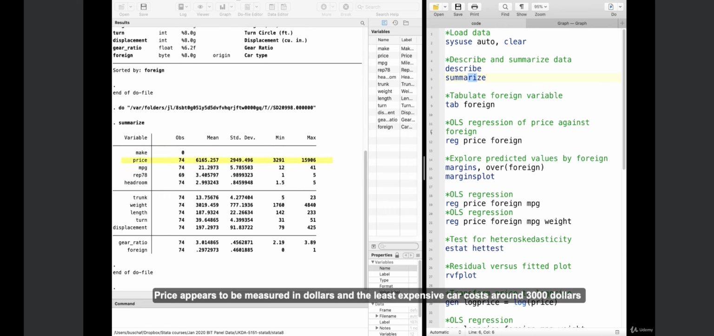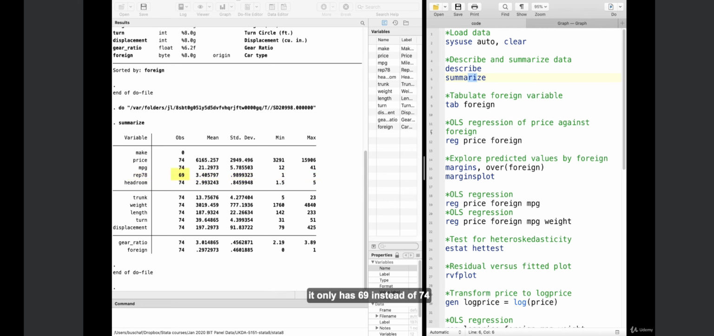Price appears to be measured in dollars, and the least expensive car costs around $3,000, whilst the most expensive car costs around $16,000. Such prices seem reasonable for 1978. We also see that the variable Rep78 has some missing observations. It only has 69 instead of 74.